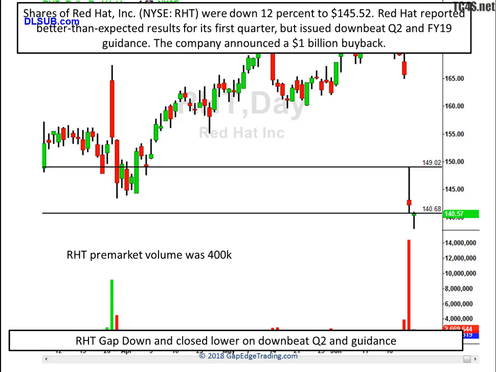But so what happened to the stock? It closed at 165 the previous day. When the news came out in the pre-market, it traded over 400,000 shares. So Red Hat was a gap down, closed lower on downbeat Q2 and guidance, and there was enormous opportunity. We actually traded this one, and on the downside, so it was a beautiful setup. It went like a $9 range throughout the intraday trading session. So it was a very nice setup.